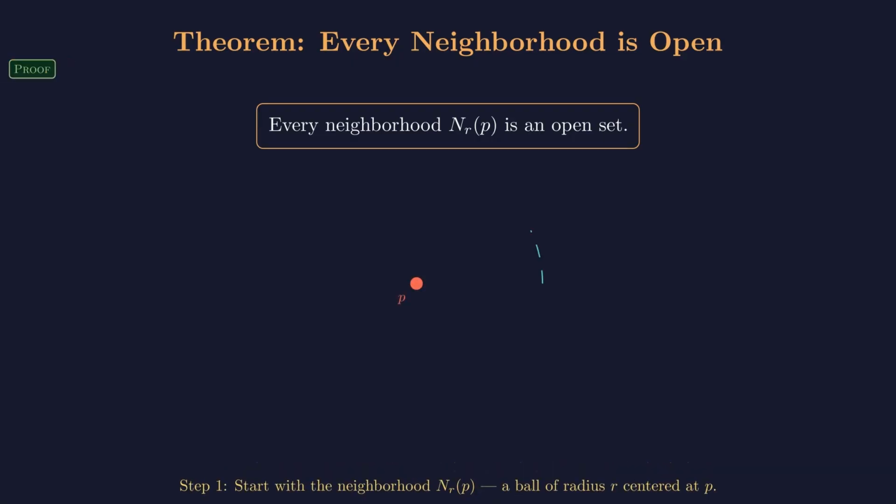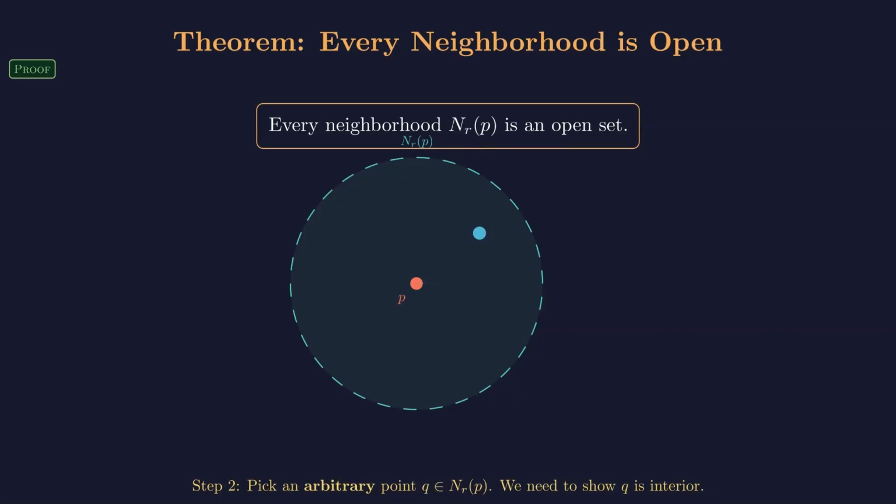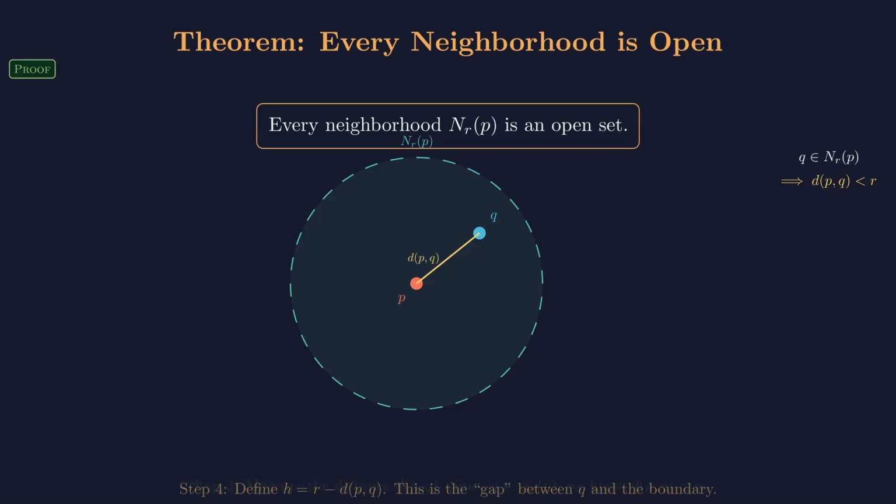We begin the proof. Here is our neighborhood, a ball of radius r centered at P. The dashed boundary reminds us it's open. Now, pick any point Q inside this ball. We measure the distance from P to Q. Since Q lies inside the ball, this distance is strictly less than r.